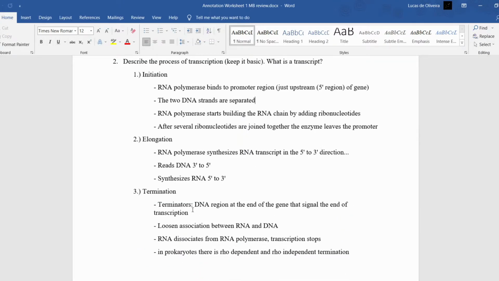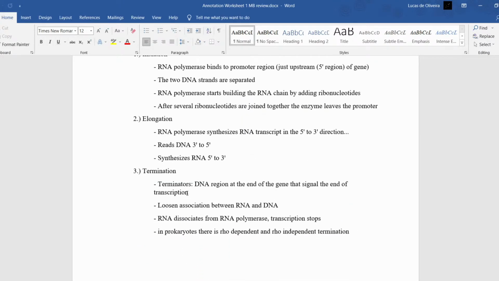Then termination. You don't need to know too much about it, but there is a terminator sequence, and I think this varies a little bit in prokaryotes versus eukaryotes. Don't worry too much about it. But there is a terminator region that signals the end of transcription. The RNA and DNA become dissociated from each other, and the transcription will stop.